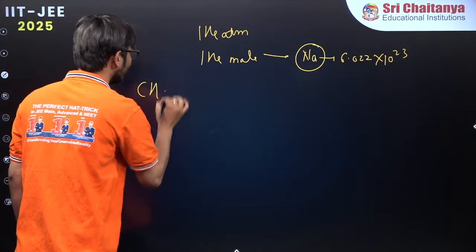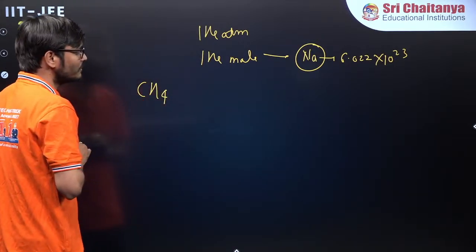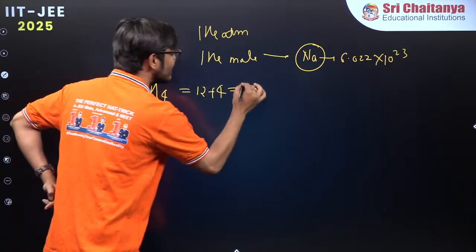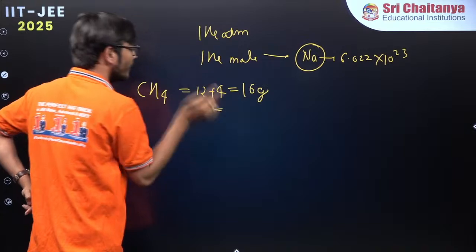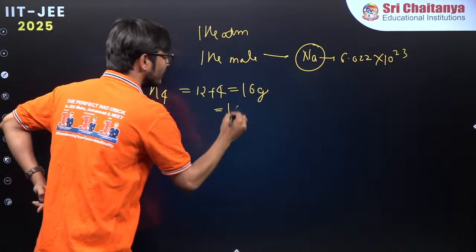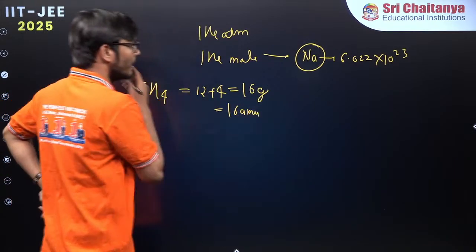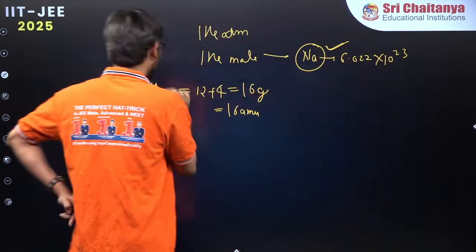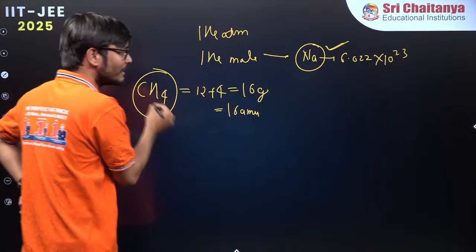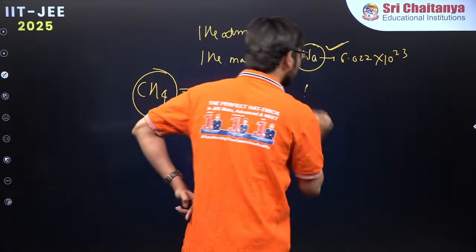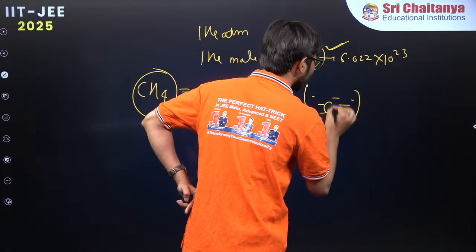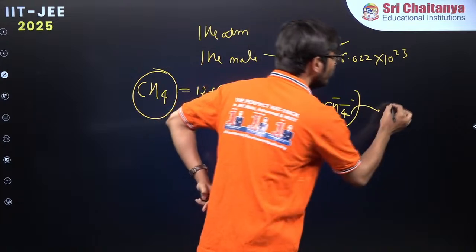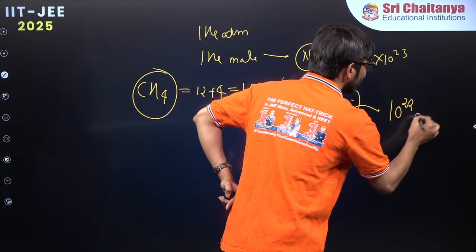Let me take one more example, methane. Let us say I am having methane. So what is the mass of methane? It is equal to 12 plus 4. If I ask the molar mass, 16 grams. If I ask the mass of one molecule, 16 AMU. Now we know that 1 mole contains the Avogadro number. So I am framing the question for methane. Let us say that I have given you in a container methane particles, 10 to the power 22 atoms.